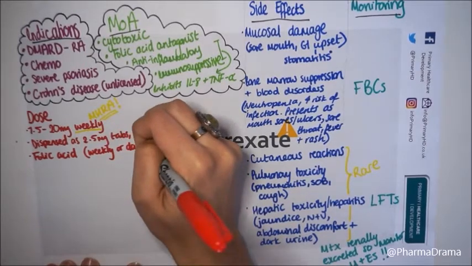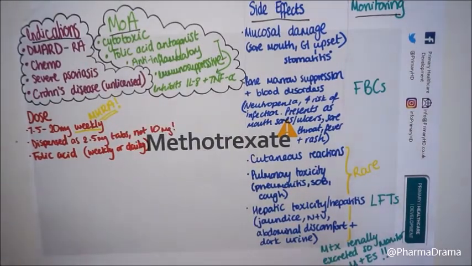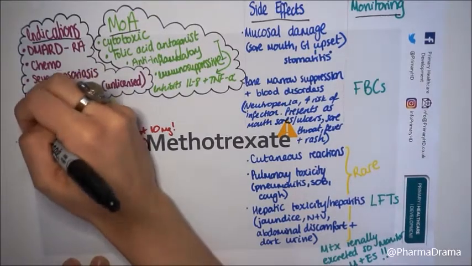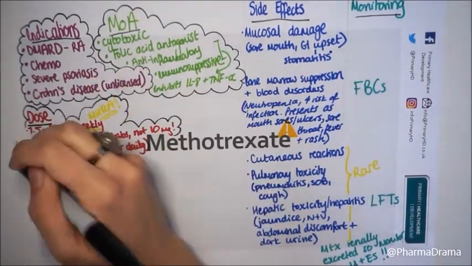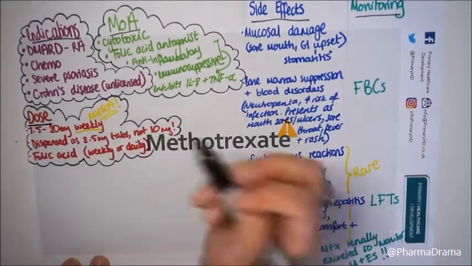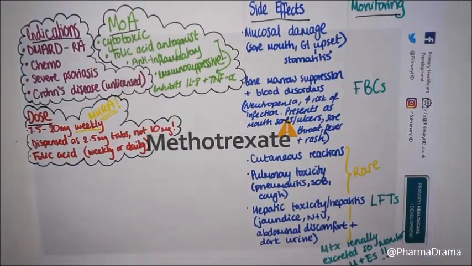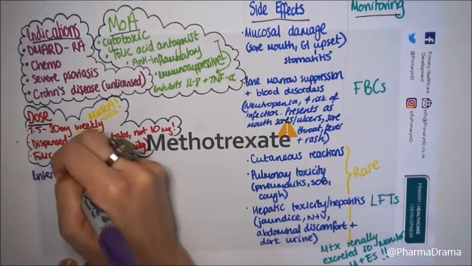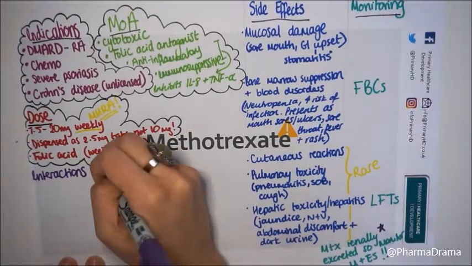Folic acid 5 mg is usually given alongside methotrexate to reduce side effects, either as a daily dose or a weekly one, which is given on a different day to the methotrexate. So one way to inform patients to help them remember is methotrexate Mondays and folic acid Fridays.